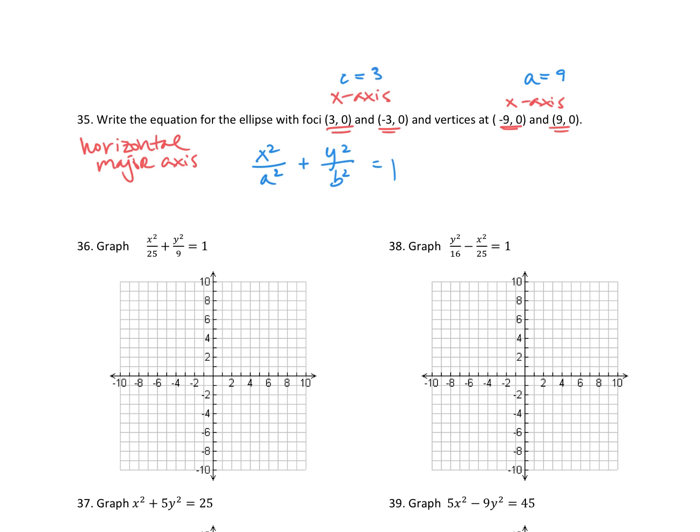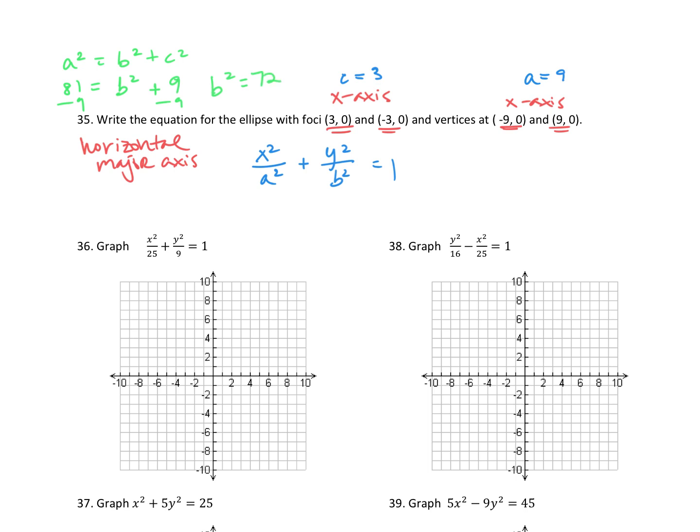To find the b value that we need to write this equation, we can use our Pythagorean relation. For an ellipse, your Pythagorean relation is a squared equals b squared plus c squared. And then we can solve that equation for b. So if we plug in our values, a is 9, so 9 squared is 81. b squared is what we need, and our c value is 3, so 3 squared is 9. We can subtract 9 from both sides, and we get b squared equal to 72.